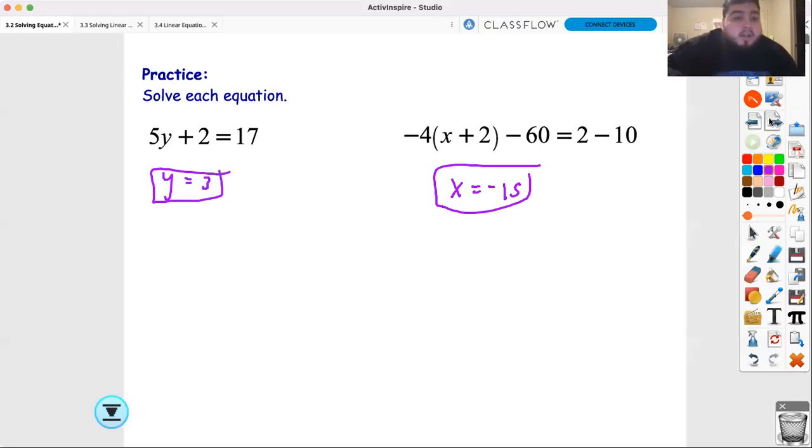Does anyone have any questions, comments, or concerns on these practice problems, guys? Am I safe to move on? Does anyone need help or explanation for any of them? All right, let's keep going.